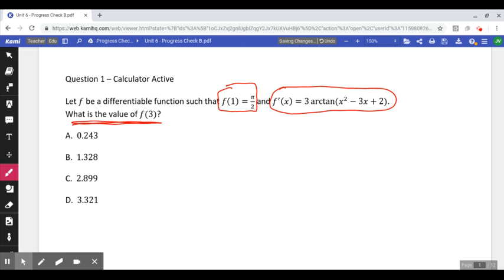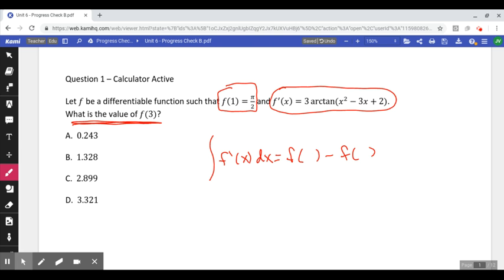When I look at this problem, I'm thinking to myself, if I can find the antiderivative of f prime, that's going to give me just f. When we set this up, we want to set this up using an integral, and we want to use f prime of x here, dx. That's going to be equal to the antiderivative evaluated at the lower and upper limit, which is f, evaluated at the upper limit minus f evaluated at the lower limit.